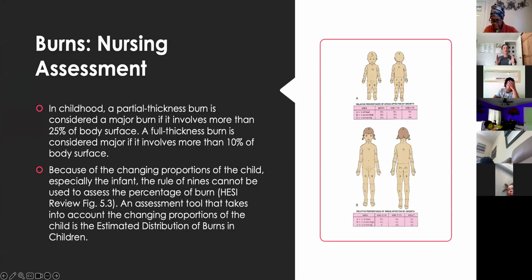We do follow our growth charts, these burn charts that are made for us because we do have different stages of growth. We know that we don't always grow in a nice linear fashion, depending on our age. So that's why we can't follow the rule of nines like we do with adults. So we use either the pictures or the actual numeric tables to help us figure out how much fluid replacement we need and how many calories they're going to require.